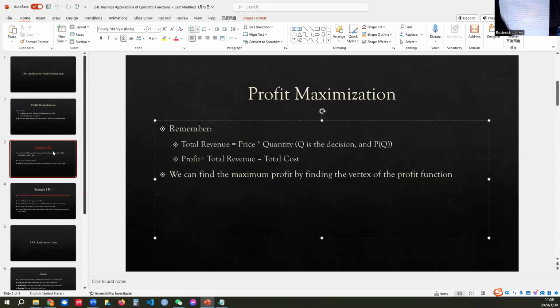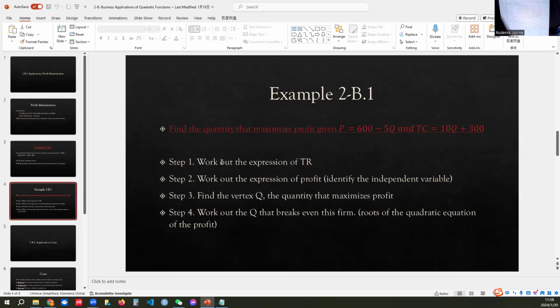So after knowing that, let's go to example 2B1. Here we are given a demand function, inverse demand, and a total cost function, and we are to work out the expression of total revenue, the expression of profit, find the vertex of Q to maximize profit, and the last one is to find the Q that breaks even this firm, which is the root of the quadratic equation of the profit. So let me note them down as I'm talking about this.